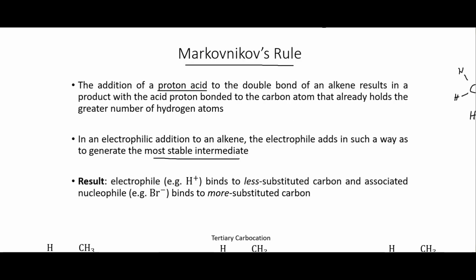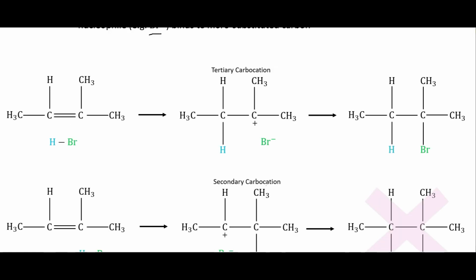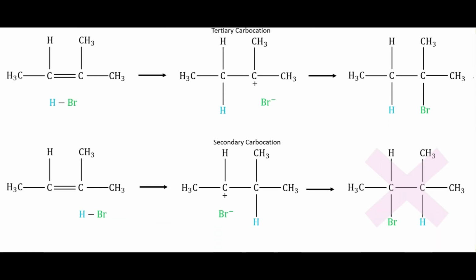So the result is that the electrophile, so in this case the H plus, binds to the less substituted carbon, and the associated nucleophile, so the Br minus in this case, binds to the more substituted carbon. And so we can look at it like this. So we have this HBr coming here, and so we could either have this right here, which is our alkene. We could either have the double bond electrons go to the hydrogen here on that carbon, or we could have it go like this onto that carbon and have the electrons go to the Br there.